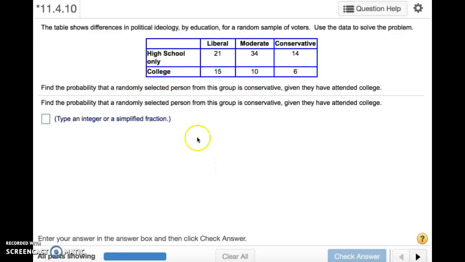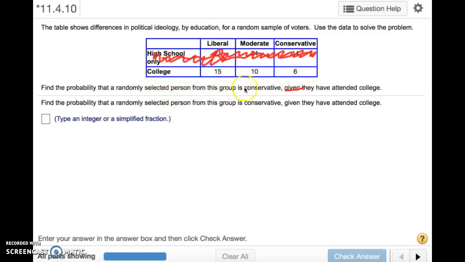All right, so this question says, find the probability that a randomly selected person from this group is conservative given that they have attended college. So here's my key word that it's conditional probability: given that they have attended college. So I go up here and I see this row is people that attended college. So I'm actually going to cross out everything else because I don't care about it. All I want is this row.